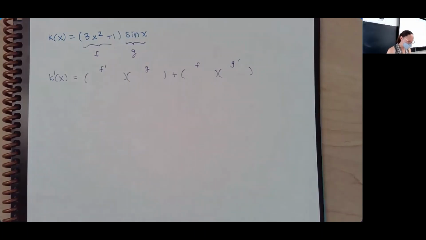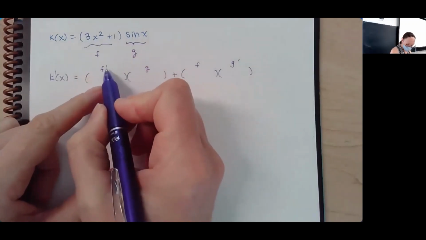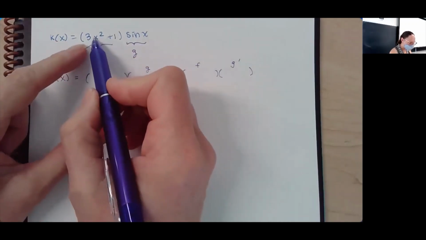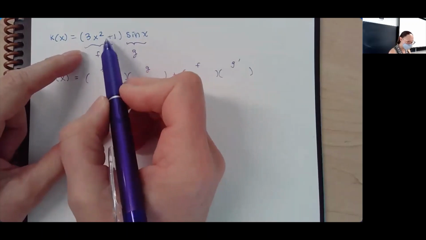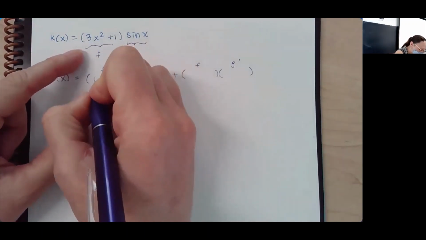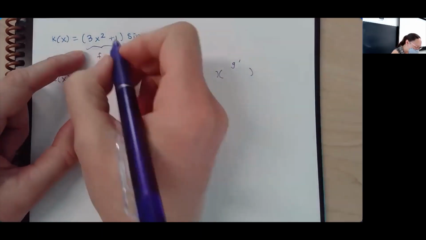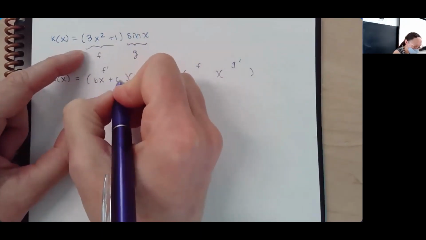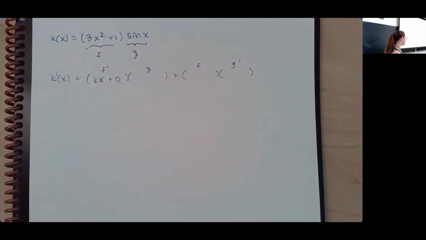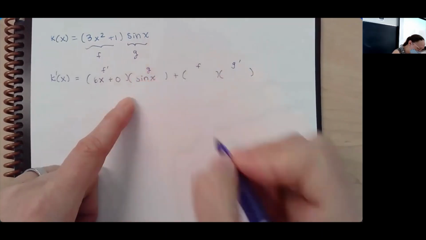So let's go ahead and plug our pieces in. So I'm looking for f prime here, and I take that derivative just using power rule. So I'll multiply my 2 down, 2 times 3, I'll get 6x to the 1 power. And just for completeness, I'm going to go ahead and write this as plus 0 because the derivative of a constant is 0. G of x is sine of x.